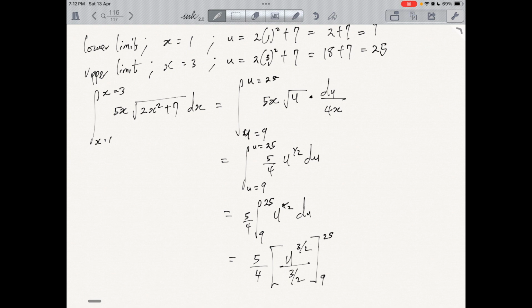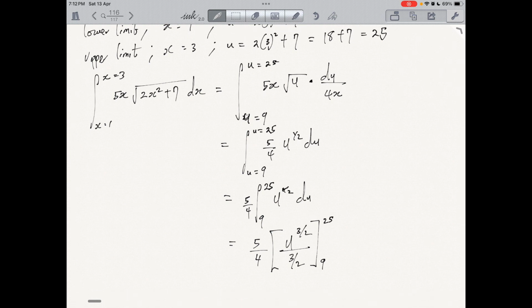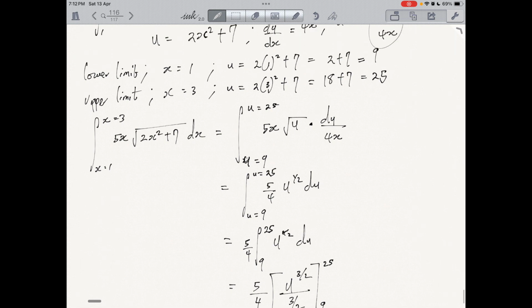So now instead of substituting our u back, we can just go ahead to continue solving with u. So instead of saying this is equivalent to 5 over 4 into 2x squared plus 7 raised to power 3 over 2 divided by 3 over 2 from lower limit of 9 to upper limit of 25, then we'll now begin to substitute our limits. We can just go ahead and solve with this.